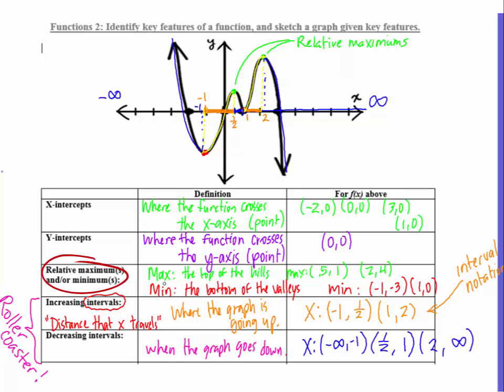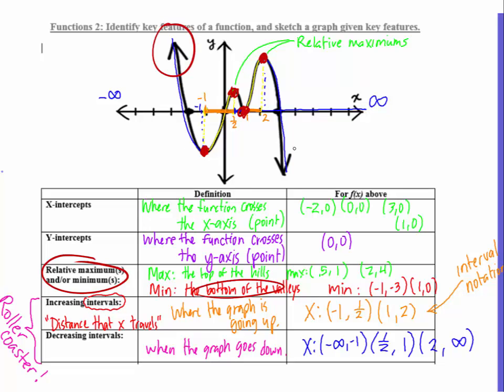Now, the third thing that we talked about was relative maximums or minimums. A maximum is like the top of the hill. It's where you change directions from going up to going down. And a relative minimum is the bottom of a valley, where you change directions from going down back to up. So you can see on our graph, we change directions right here. This would be a relative minimum. Then we change directions up here. That's the top of a hill. That's a relative maximum. So it kind of goes back and forth in this graph.